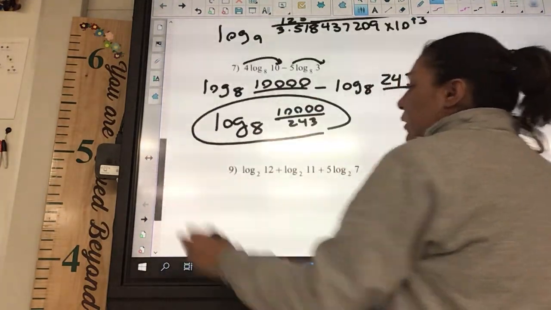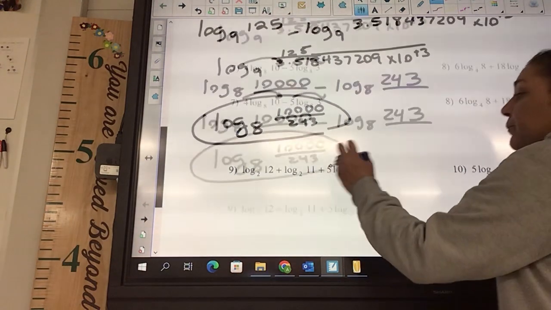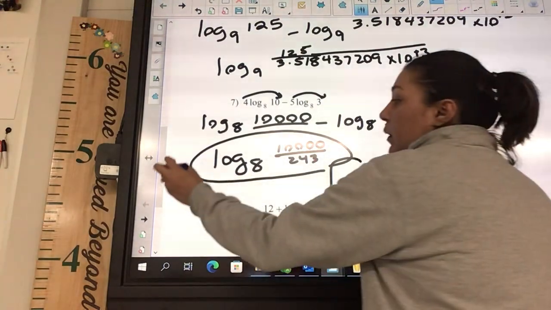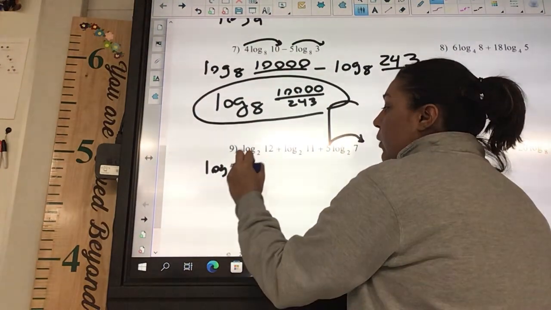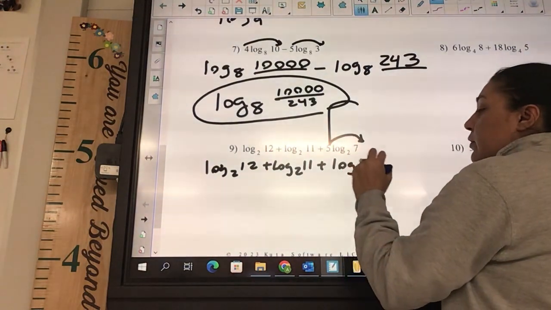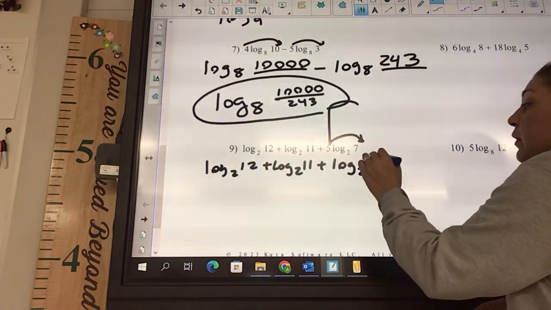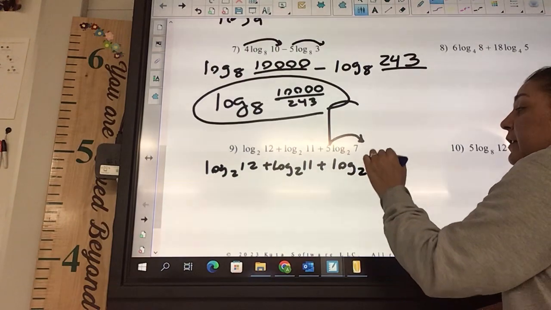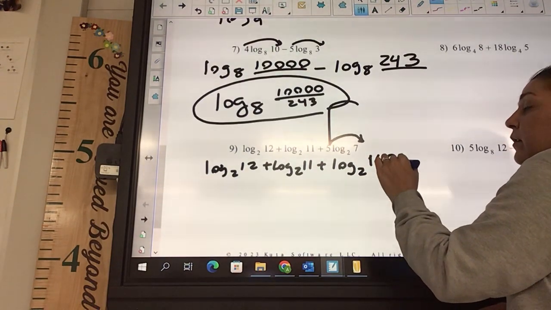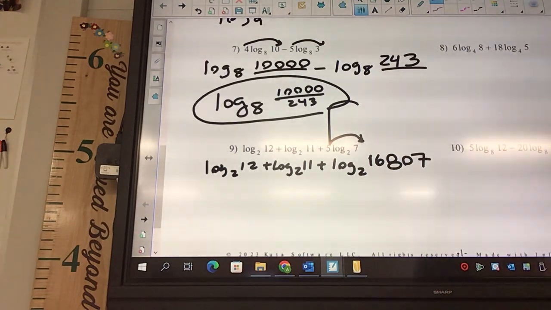Okay? Look at number 9. What needs done first? The 5 needs to move up. Okay, so I got log 2 of 12 plus log 2 of 11 plus log 2, and then what is 7 to the 5th? 16807. 16807. Okay, and then what?